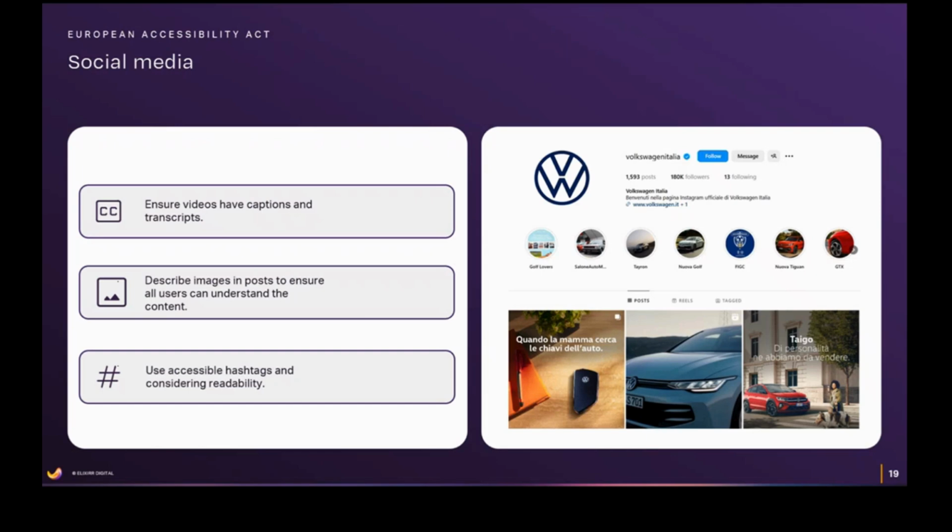However, there are some other business cases for doing it. TikTok videos have a 17% increase in average watch time when you include captions, and, this figure really surprised me, approximately 85% of Facebook videos are watched without sound. So that makes captions crucial, right? There are benefits to doing it. The last point is using accessible hashtags and considering readability. I'm not going to go too much into it, but I'm going to leave you with the lasting image of Volkswagen Italy and their Instagram page, and how that might be misconstrued for something else.